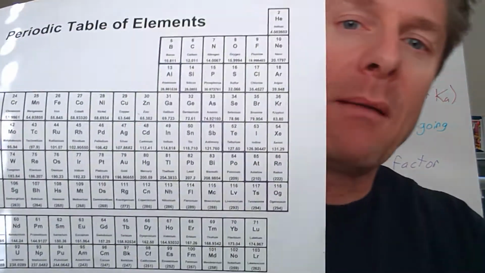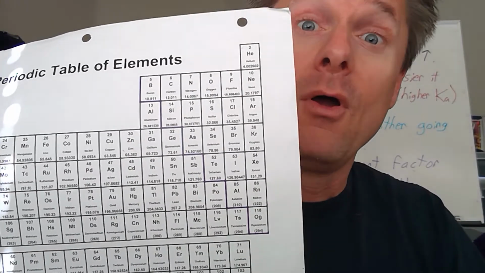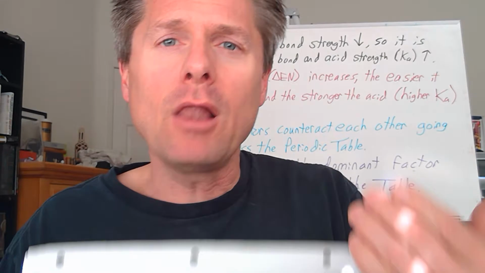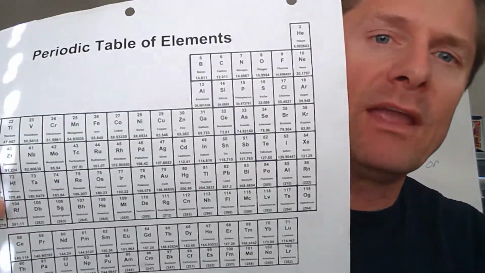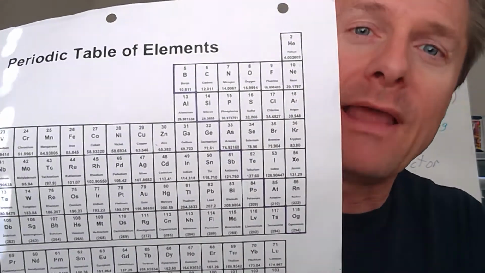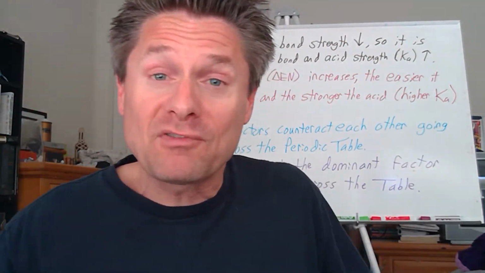But if you remember, electronegativity decreases going down. Oh no, which means the delta EN gets smaller going down and the acids get weaker. So based on the bond polarity, they get weaker going down. Based on the bond length, they get stronger going down. They're opposites. Oh man, how are we supposed to think about this?